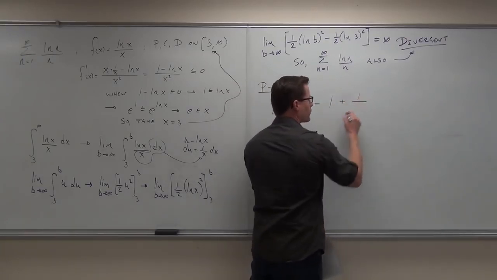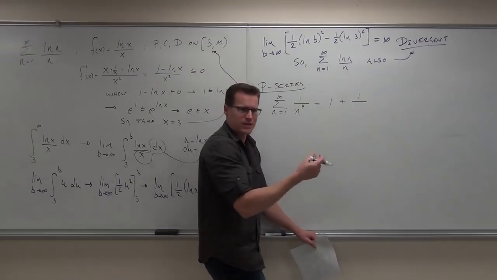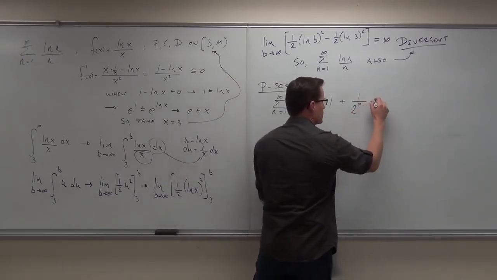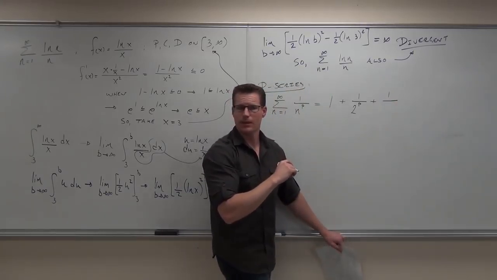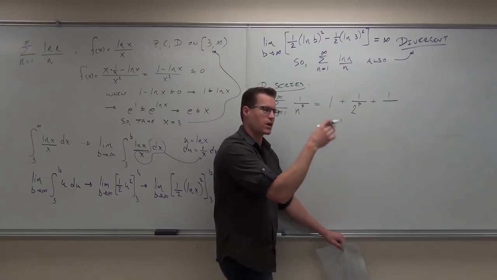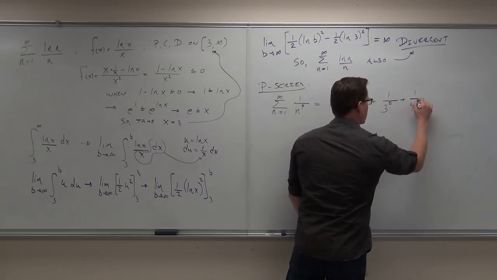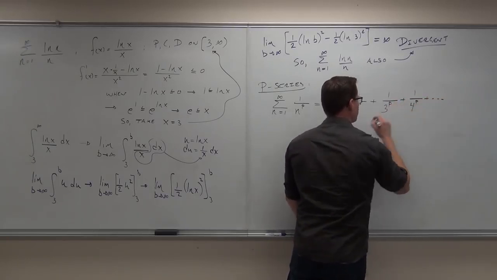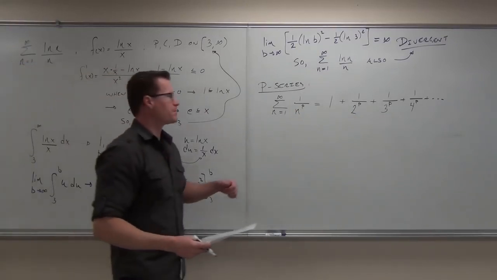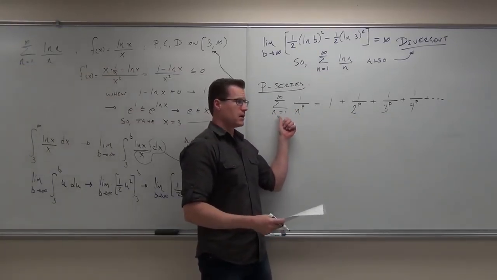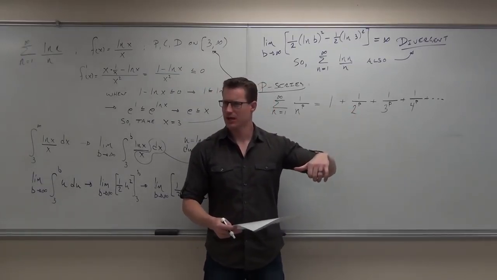Next, I'd get 1 over, what would my n be? 2. What would my p be? I don't know. It'd be whatever I tell you it is. It's going to be 2 to the p. Plus 1 over, what's the next one going to be? 3 to the what? p. Is the p changing? No, it's going to be whatever's defined in your series. 3 to the p plus 1 over 4 to the p plus forever. That's what a p-series does. It's basically taking your n and raising it to some power, under 1. 1 over whatever that happens to be. You guys okay with the idea of a p-series?